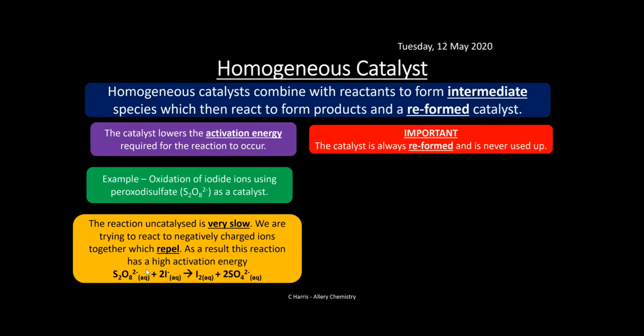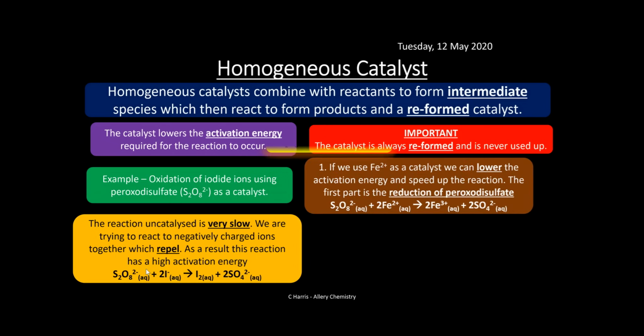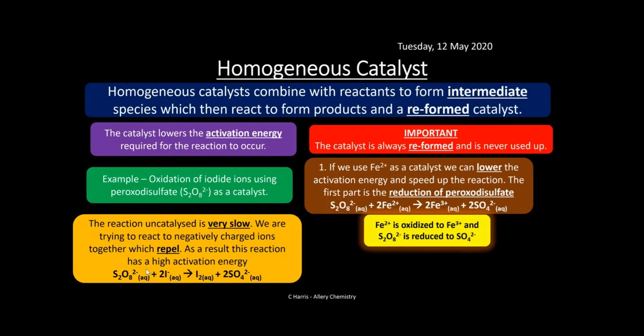So this is where we need almost like an intermediary between the two. If we use Fe2+ as a catalyst, what we can do is lower the activation energy, so the energy required to react these two ions together, and speed up the reaction. The first part actually involves the reduction of the peroxydisulfate first. So here's your peroxydisulfate reacting with the iron catalyst. This produces Fe3+, and obviously your sulfate ion, which is at the end here. So you can see here the Fe2+ is oxidized to Fe3+. Your peroxydisulfate is reduced to sulfate ion. So that's the first step.